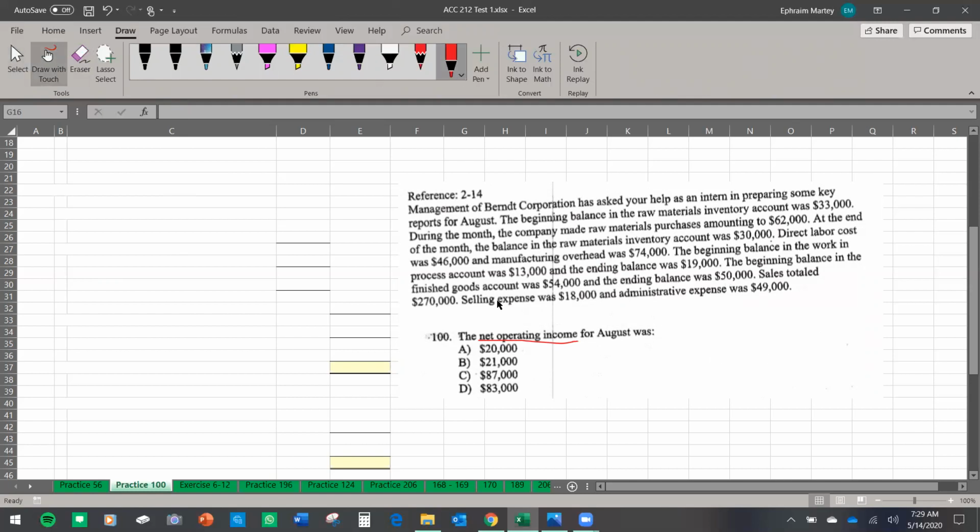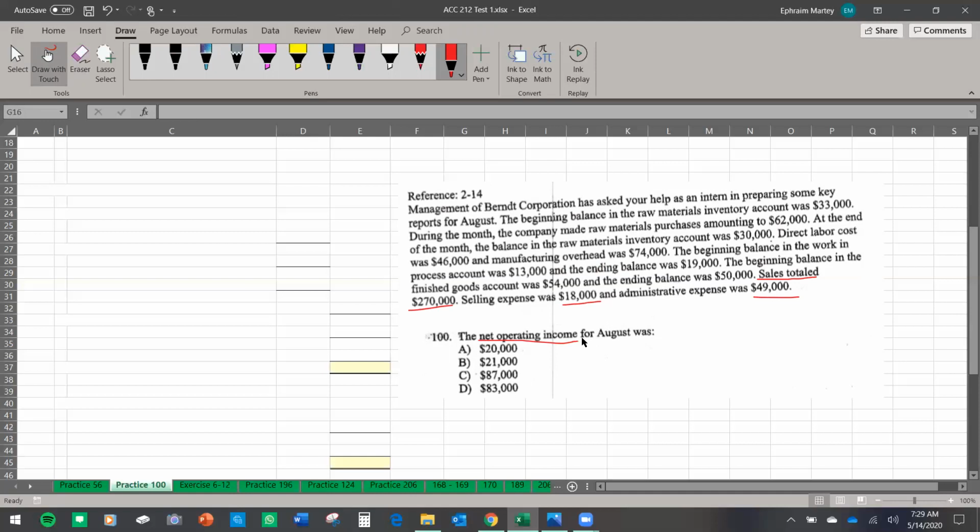To find my net income, I need my sales. I have my sales here, 270,000. I need my expenses. I can see here I have selling expense and administrative expense. Those expenses are things we need.